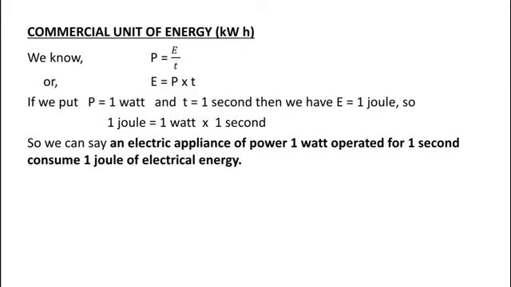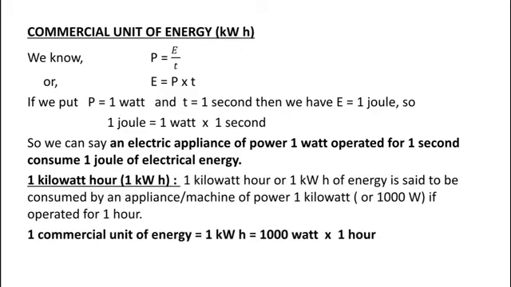Now we will define what is 1 kilowatt hour. So 1 kilowatt hour is the energy which is said to be consumed by an appliance or machine of power 1 kilowatt or 1000 watt if it is operated for a time period of 1 hour. Or we can write 1 commercial unit of energy equals 1 kilowatt hour. And you know that 1 kilowatt equals 1000 watt. So we can write 1 kilowatt hour equals 1000 watt into 1 hour.